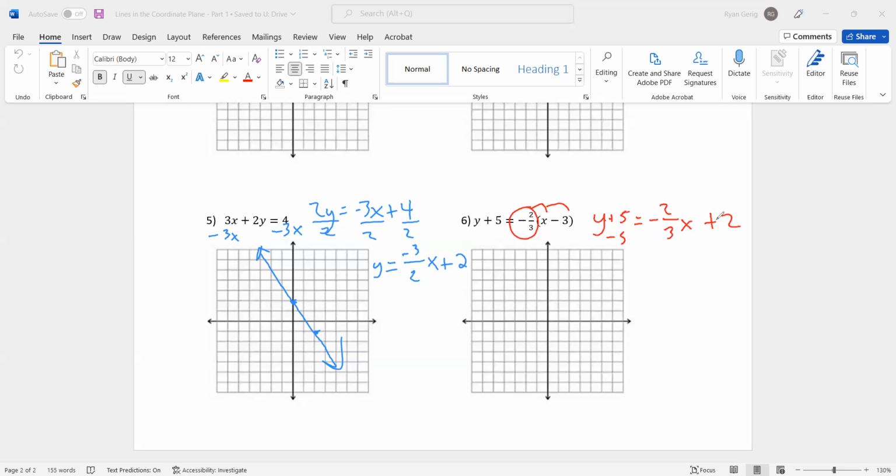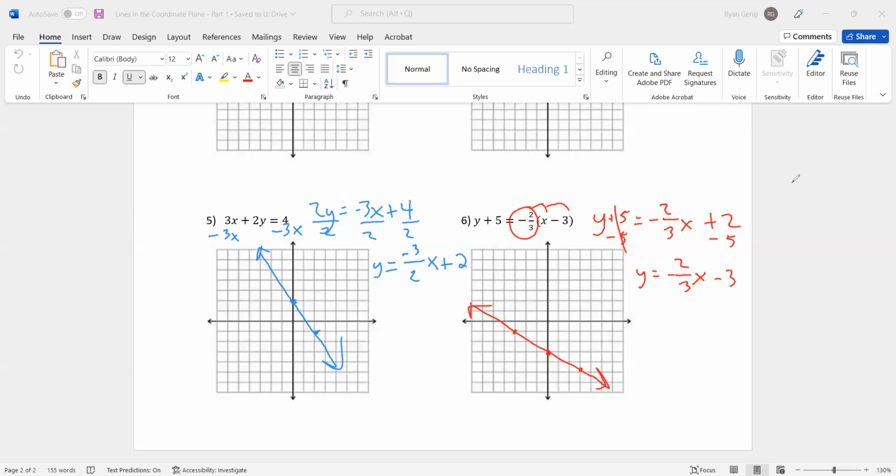Then I need to subtract 5, and that combines with the 2 over here. Get y equals -2/3 x. 2 minus 5 is -3. Y-intercept is -3. We go down to 3 and put a dot. Slope is -2/3, so that's down 2, right 3. Or if you put the negative on the bottom, up 2, left 3. Notice how if I do either one of those, they're on the same line.